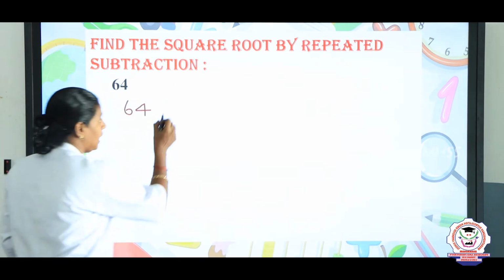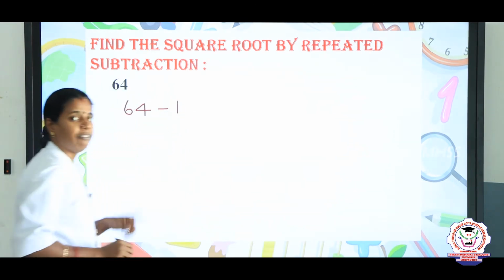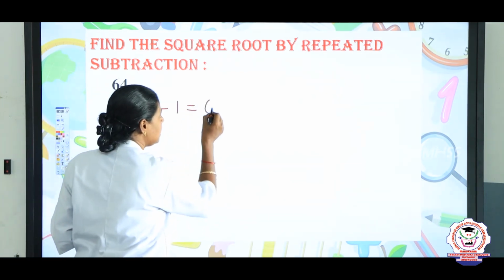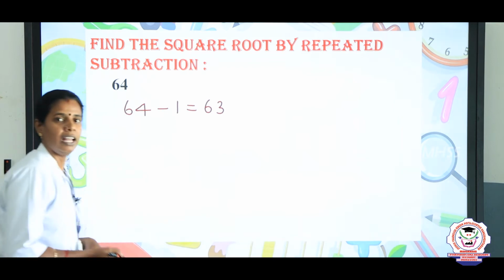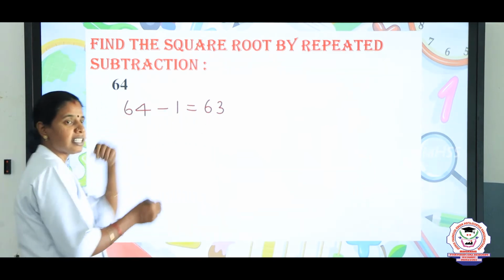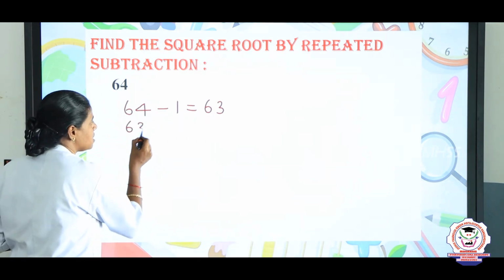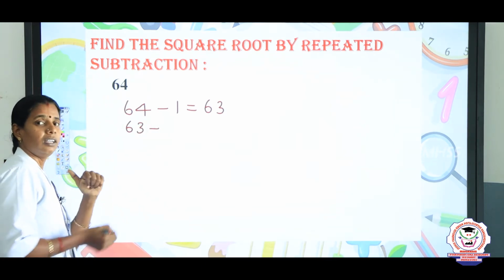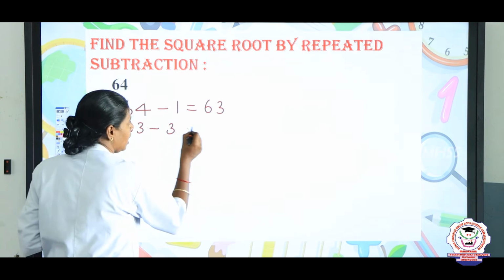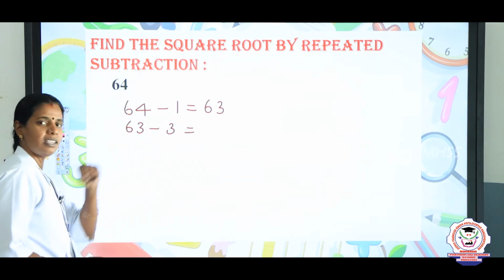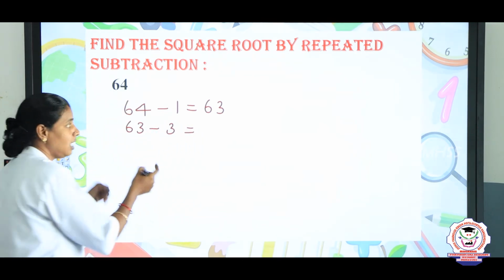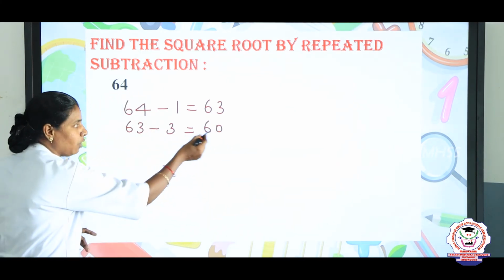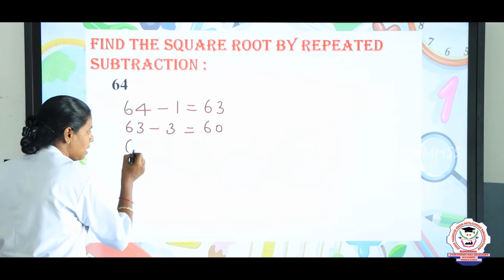64 minus 1, the first odd number. 64 minus 1 is what? 63. Now, we need to take this 63 in the second step. 63 minus the next odd number, which is 3. Now, subtract 63 minus 3. 63 minus 3 is what? 60. Yes, very good. Now, we need to take this 60 for the next step.